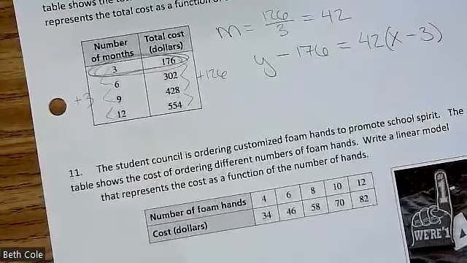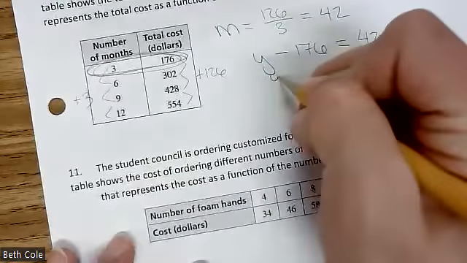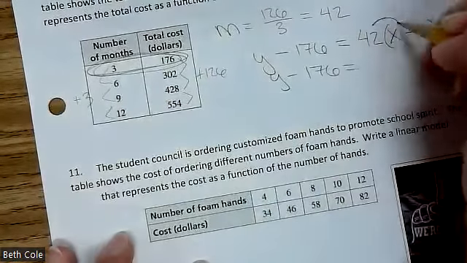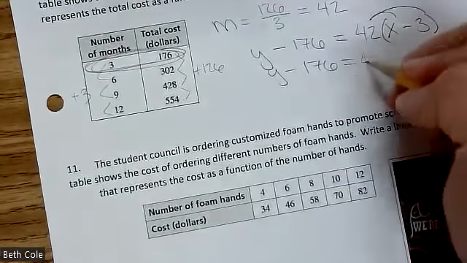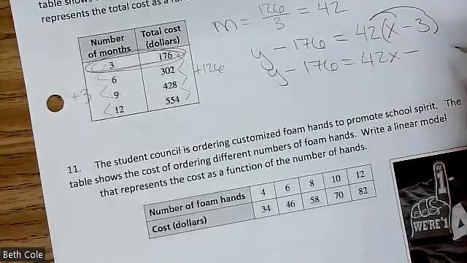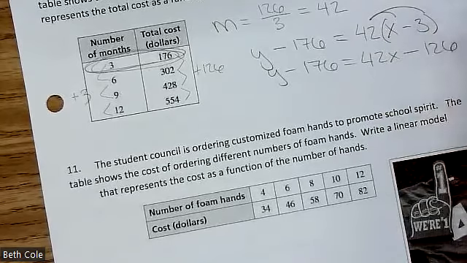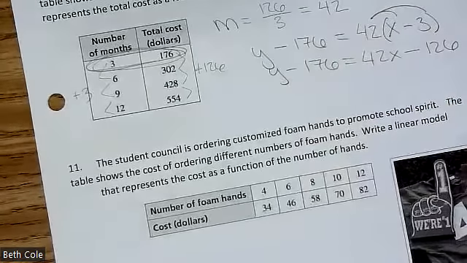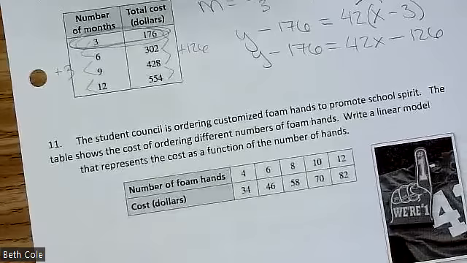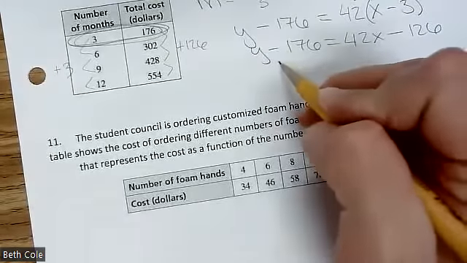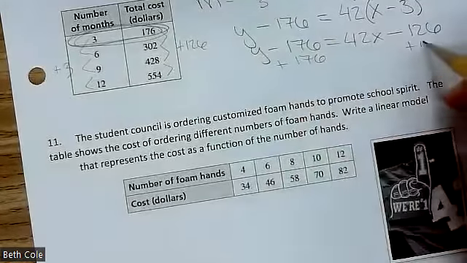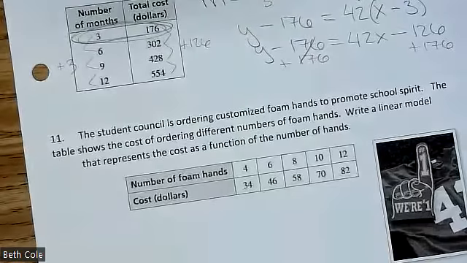And then you just have to rearrange it. The numbers were just a little bit bigger in this one. Y minus 176 equals, you're going to distribute the 42, I'm sorry, it's just a 42. That'd be 42x minus 126. Yeah, that's kind of the same thing we did there. And then what's your last step? You want y alone. Not subtract, but add the 176.